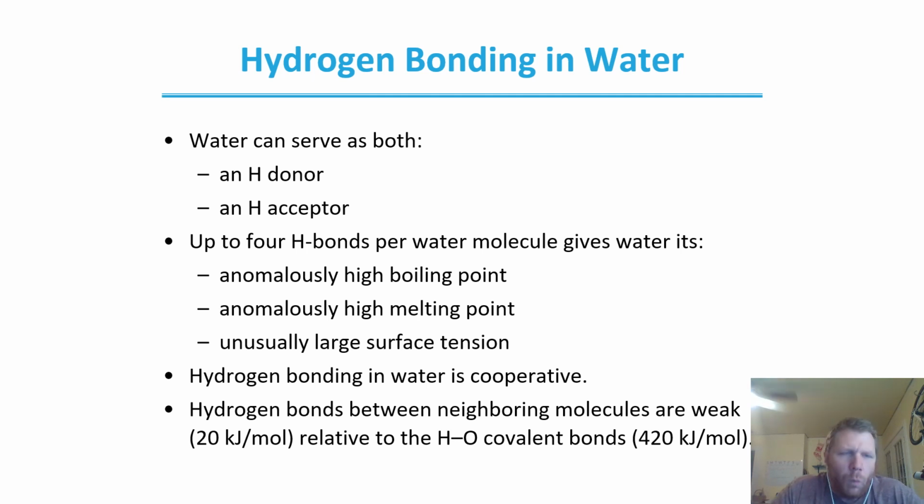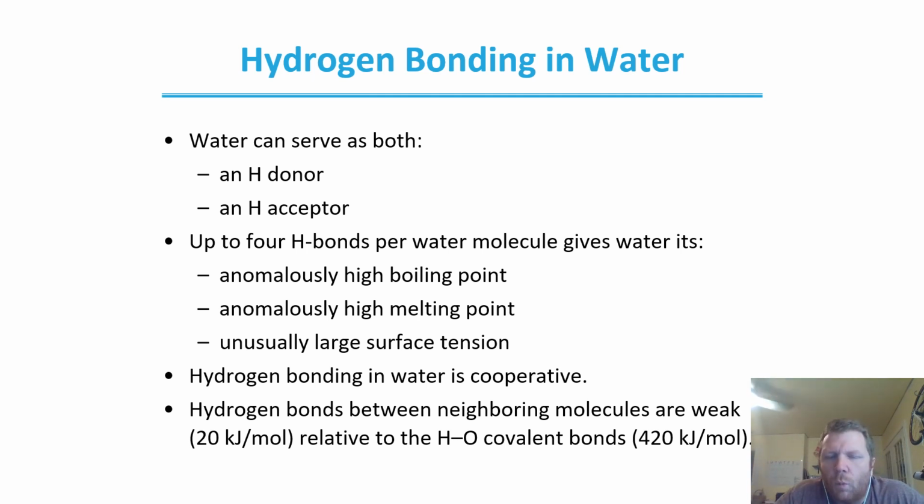Now, hydrogen bonding in water. Water can serve as a hydrogen bond donor or acceptor, as we previously stated, with the lone pair of electrons or that covalently bonded hydrogen. Up to 4 hydrogen bonds per water molecule give it its extremely high boiling point, its high melting point, and its unusually large surface tension. So every single water molecule is able to pair up and establish a total of 4 different hydrogen bonds, which gives a very complex network.